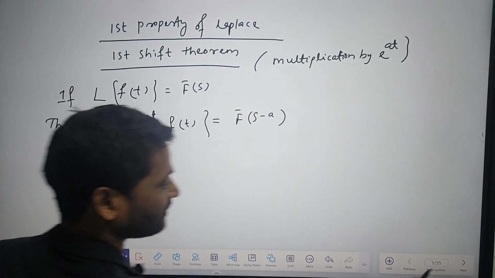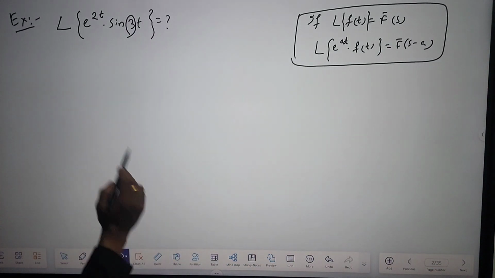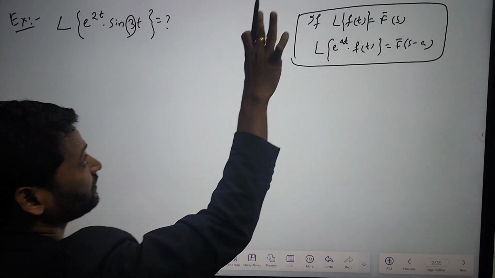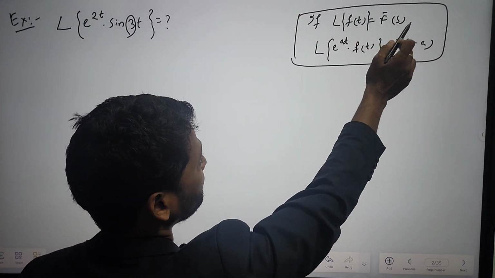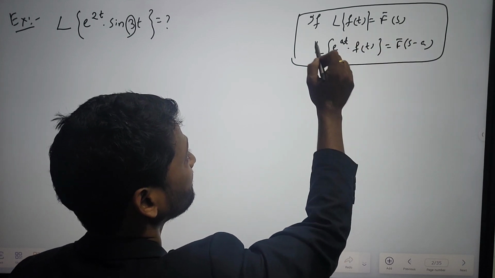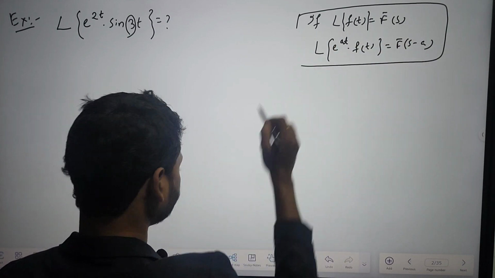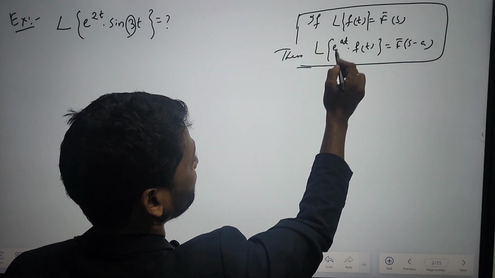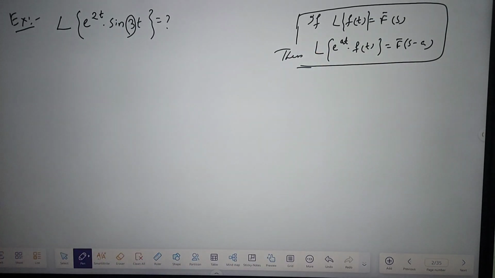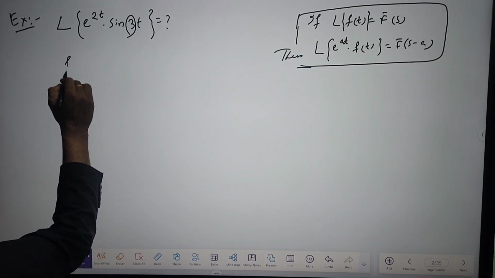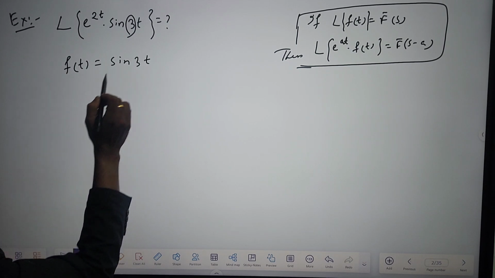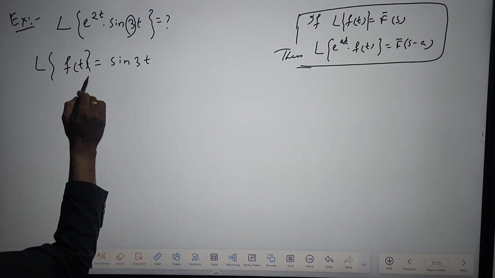Coming to question number 1, we'll find the Laplace of e to the power 2t into sine 3t. As per our first shift theorem, if Laplace of f t is f bar s, as per the definition, then Laplace of e to the power at into f t is f bar s minus a. Here our function is sine 3t, so we'll take Laplace of sine 3t first.